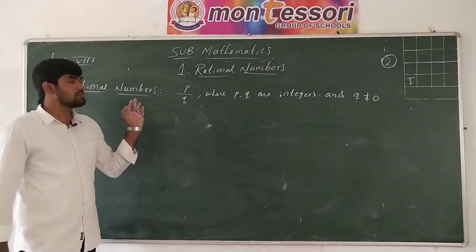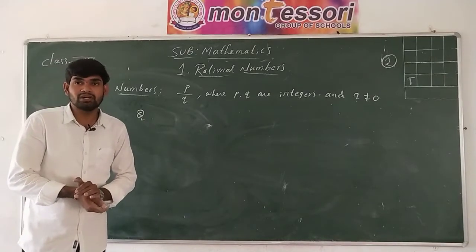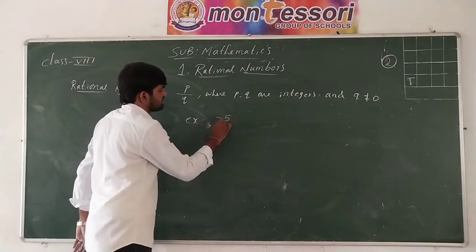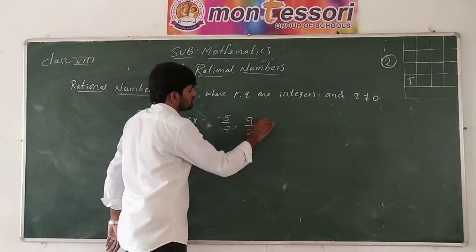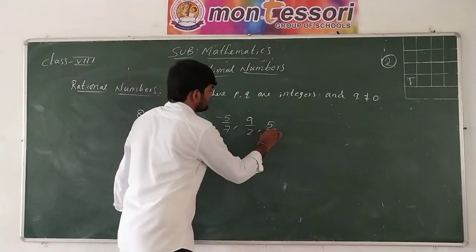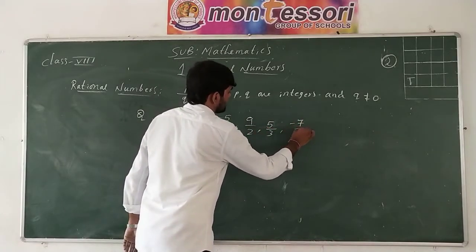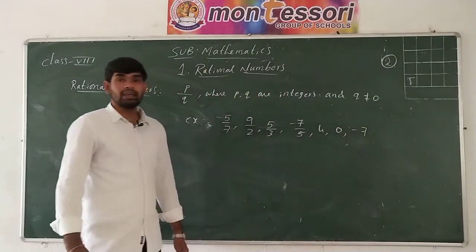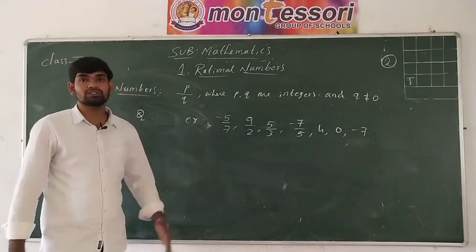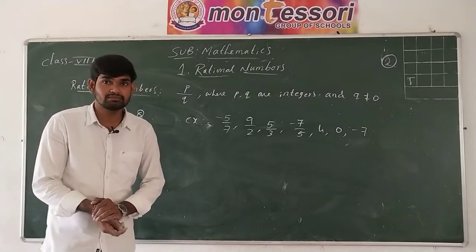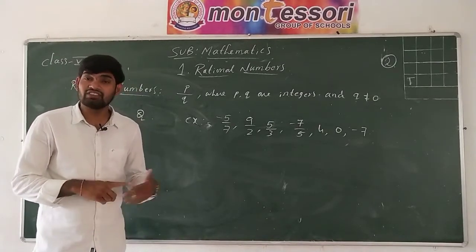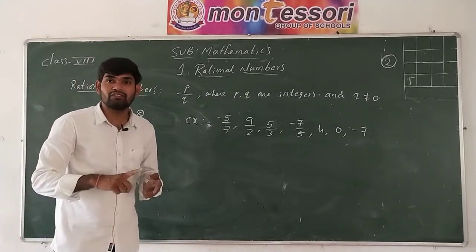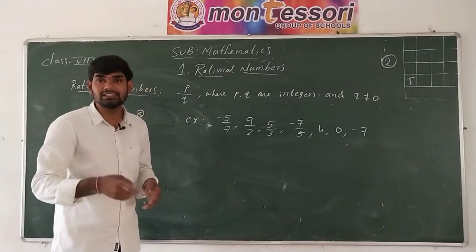Let me take some examples to explain about the rational numbers. Examples: minus 5 by 7, 9 by 2, 5 by 3, minus 7 by 5, 4, 0, minus 7. Now here I have written some examples. From these examples, let us see which are the rational numbers, which are the integers and which are the fractions. Now minus 5 by 7, is it a rational number or a fraction or an integer or anything else? Let us see.